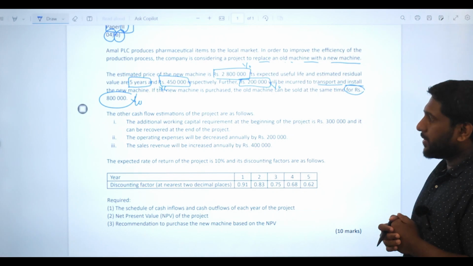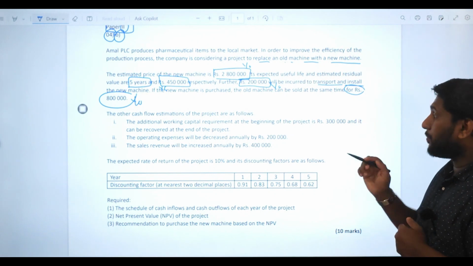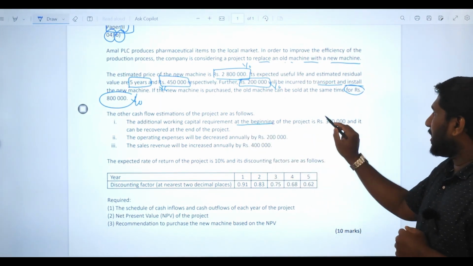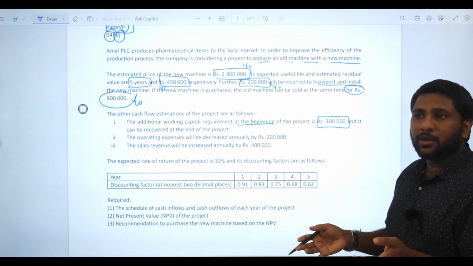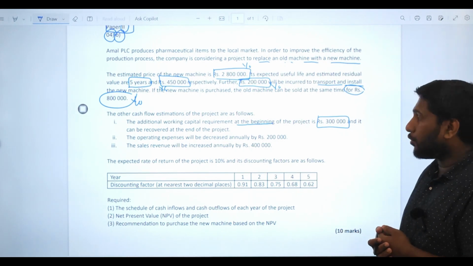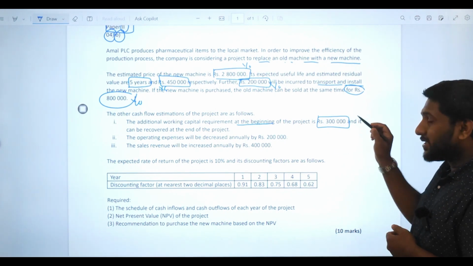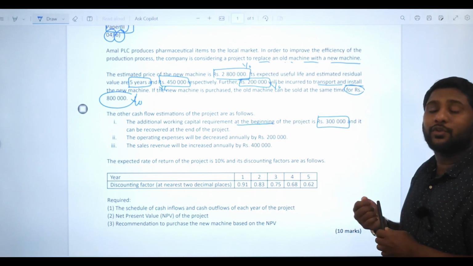Other cash flow estimates of the project are as follows. The additional working capital requirement at the beginning. This is very important. Working capital requirement at the beginning is 300,000. Just because you purchase the machine, you can't start the operations, no? You have to incur cost for the working capital. How much is the cost? 300,000. So this is an amount that you have to spend or give today itself.